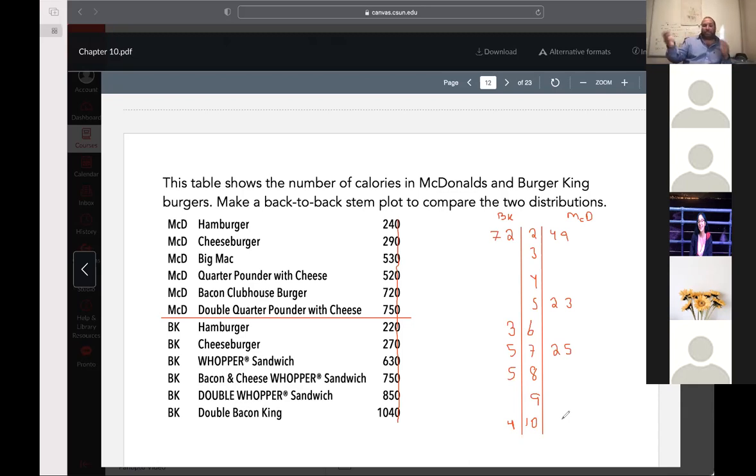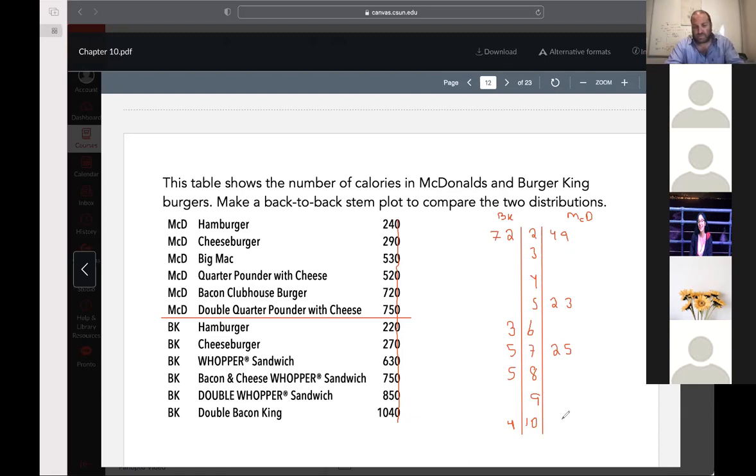So this is my back-to-back stem and leaf plot where I can visualize Burger King and McDonald's. If you really, really want to have lots of calories, where should you go? Burger King and McDonald's? Burger King. Burger King, yeah, that's what I'm talking about.